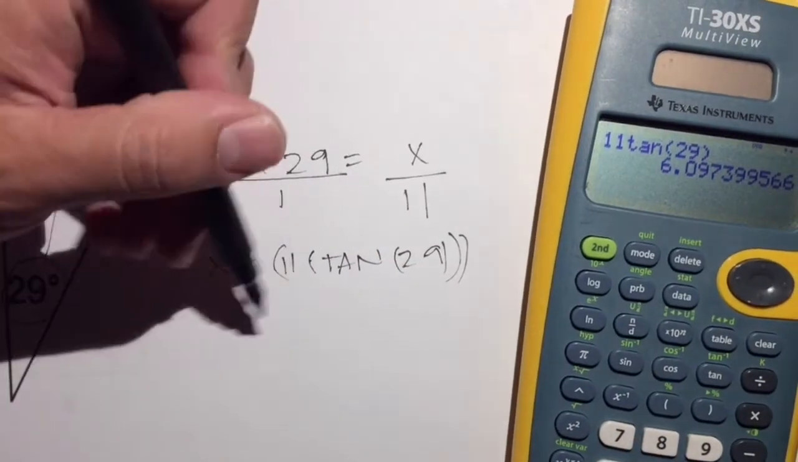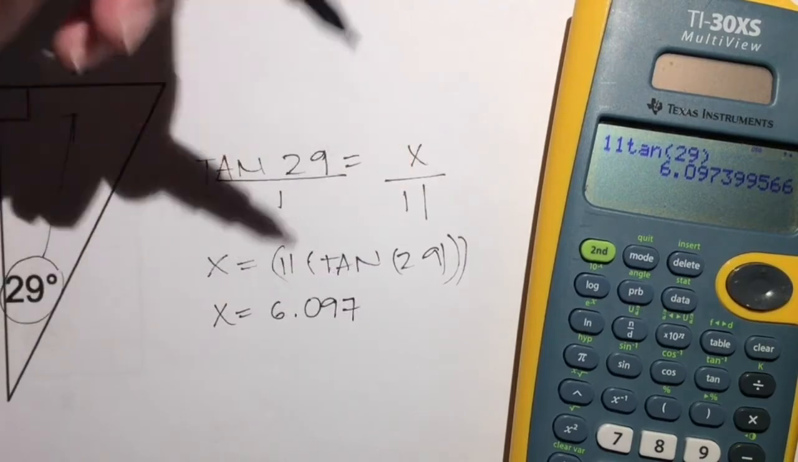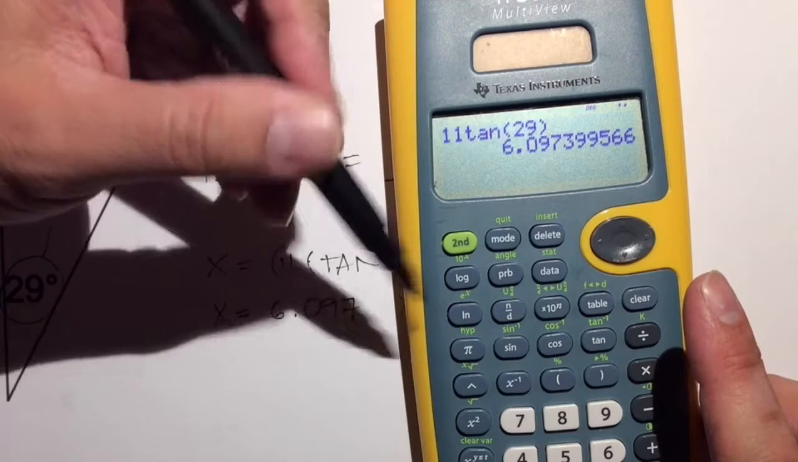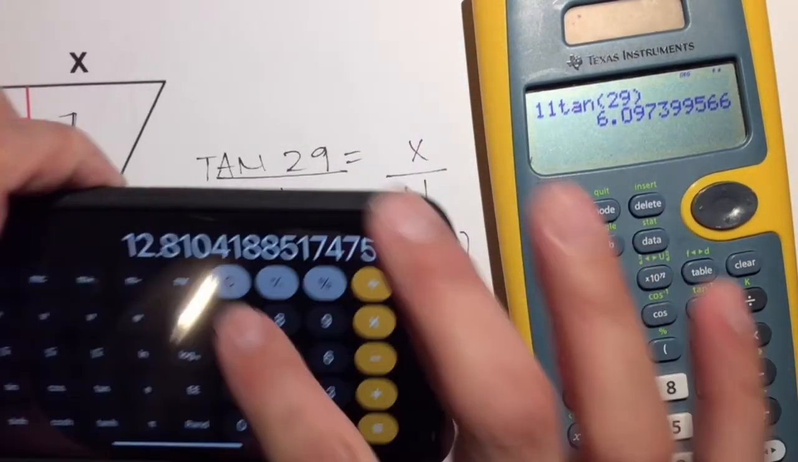So x is equal to 6.097, and then we're going to round up for that 10,000th place. So let's make it 4. Look at that.